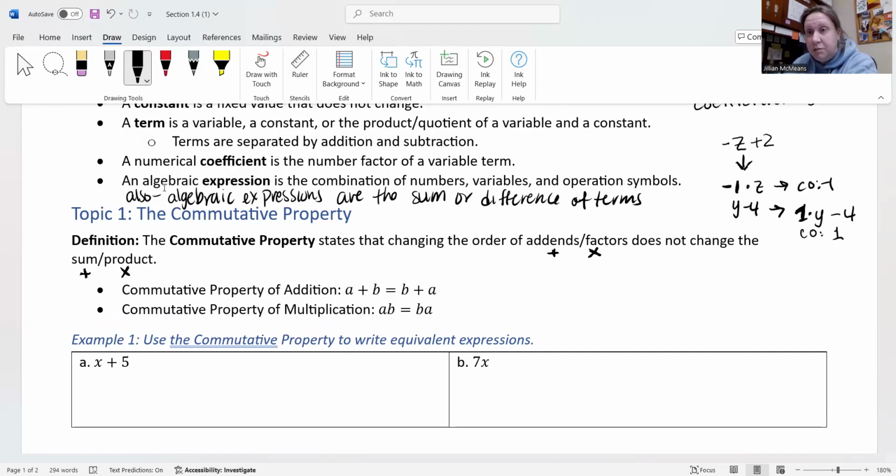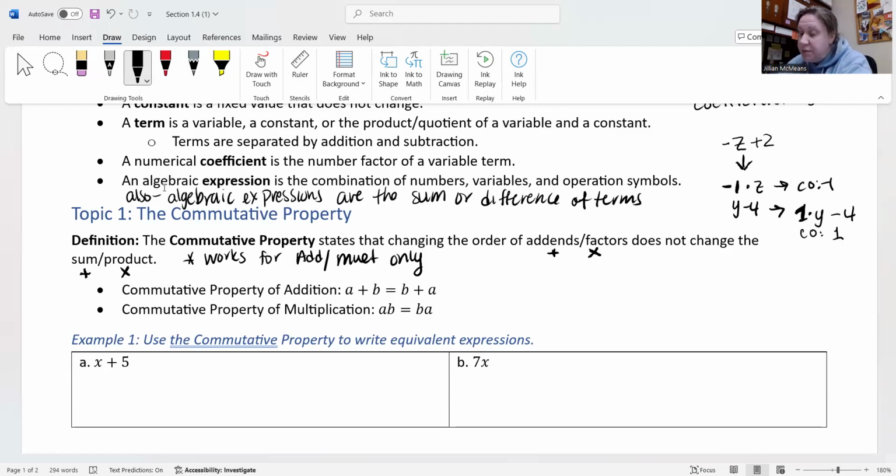Factors are numbers that are being multiplied, and a product is the answer to a multiplication problem. So hopefully it goes without saying, this property works for addition and multiplication only. This would not work for subtraction and division because with subtraction and division, order matters, okay?